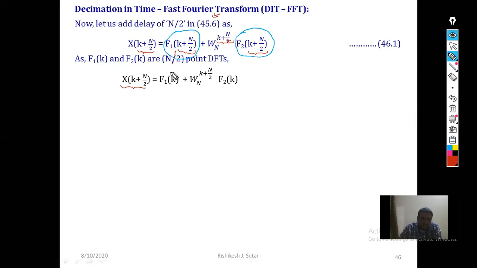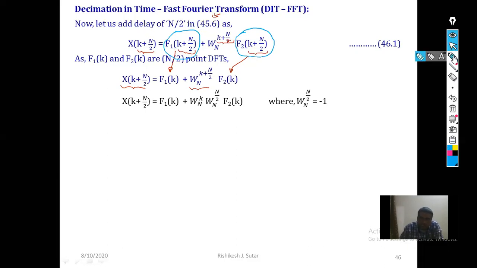Now this f1 of k plus n by 2 becomes f1 of k. This wn k plus n by 2 will remain the same, and this f2 of k plus n by 2 will become f2 of k, because f1 of k and f2 of k are the n by 2 point DFT. So you can solve this further, and you can split this twiddle factor. You can split into two parts. One is wn k, and another is wn n by 2. So if I see here wn n by 2, if you solve it, it will become minus 1. So this value is minus 1.